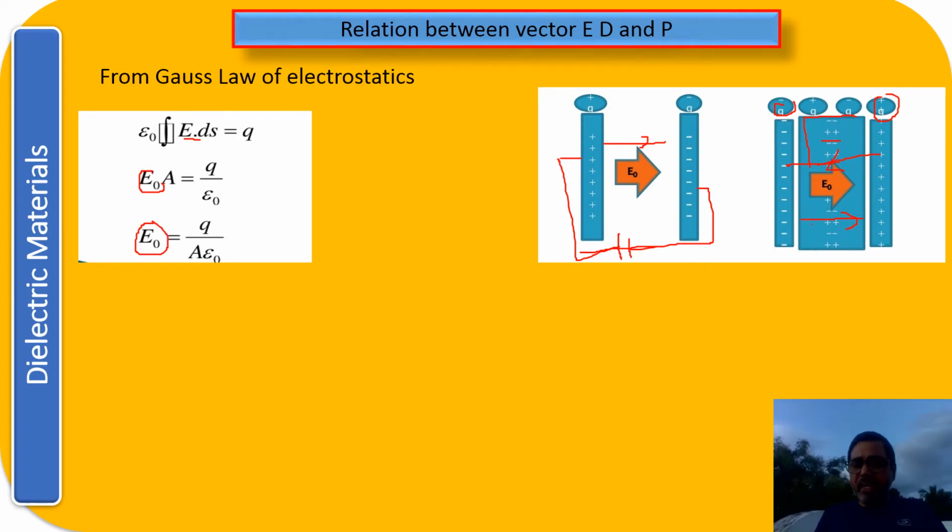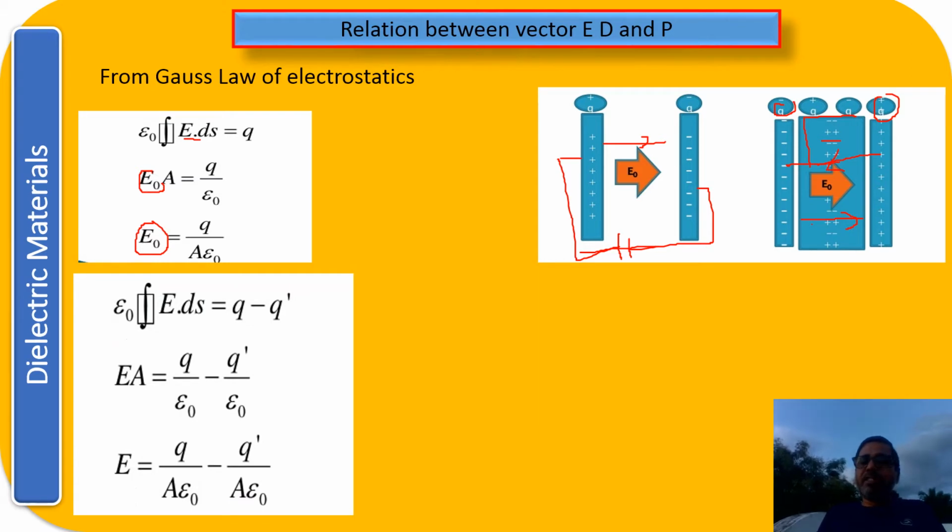Now let us see the second figure. Again in the second figure, we apply the same concept. The integral of the electric field is equal to Q upon epsilon naught. But now here you see you have two types of charge.